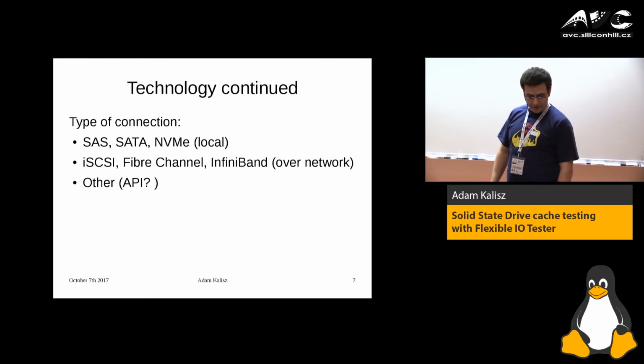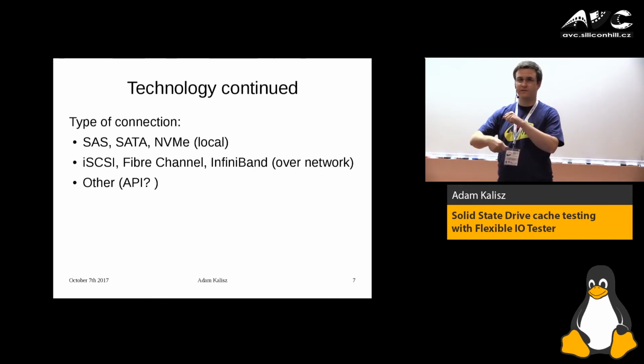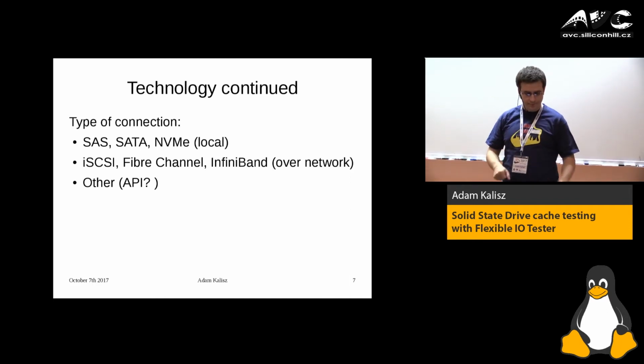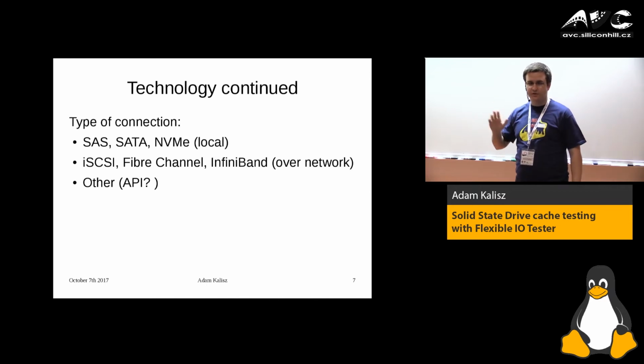You have some interconnects, some local to the computer, internal interconnects, or maybe direct attached cables or something that is very fast, has low latency. But you have also interconnects like iSCSI over Ethernet, fiber channel, this kind of stuff, and you have also APIs, like Amazon, some object storage, you access it over some kind of API, and it has large latency.